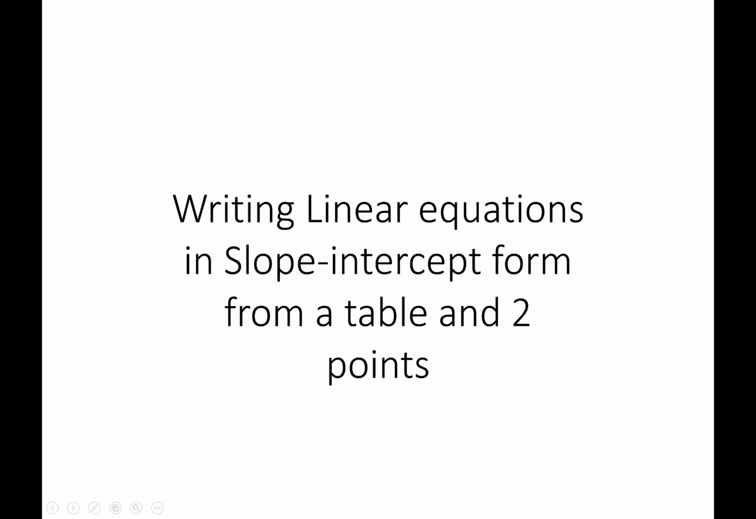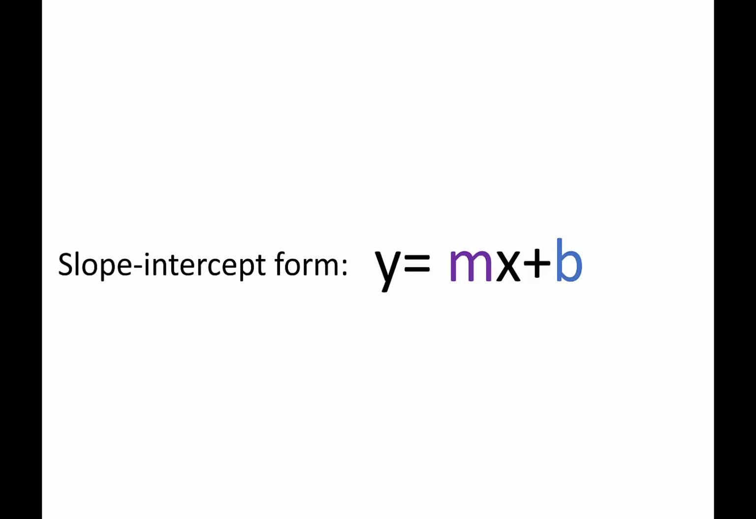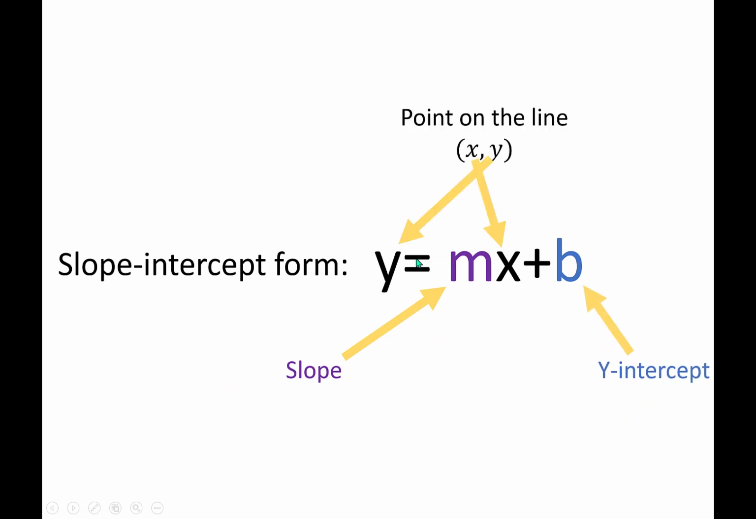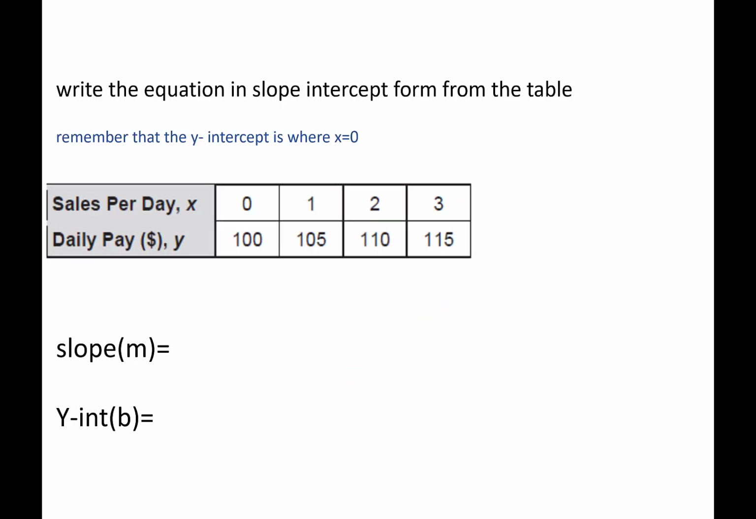All right, today we're going to talk about writing linear equations in slope-intercept form given a table and 2 points. Remember, slope-intercept form is y equals mx plus b, where m is my slope and b is my y-intercept. A nice little tidbit is that y and x in this equation are just a point, any point on my line. So we're going to be using those in this. We're going to write the equation in slope-intercept form from the table.